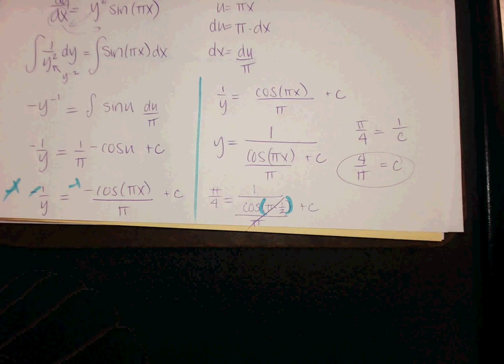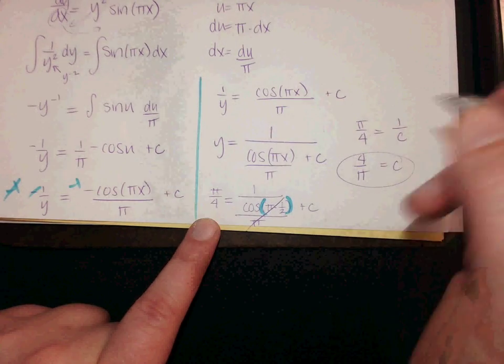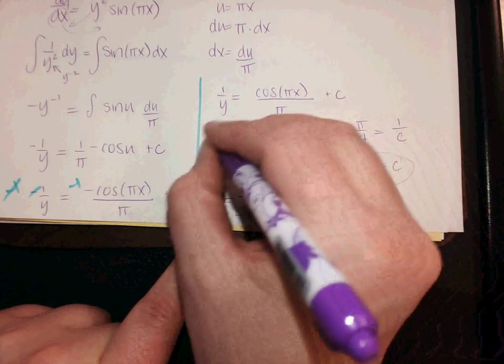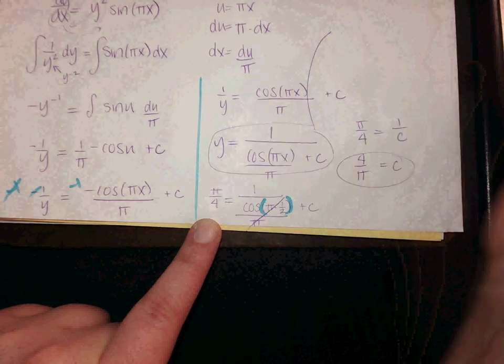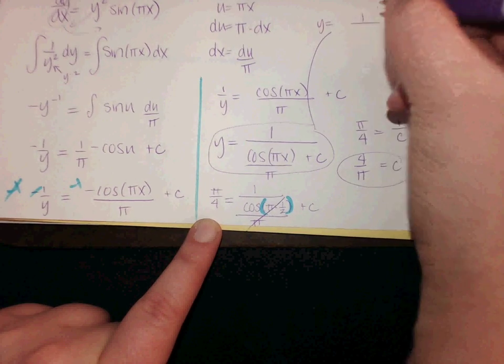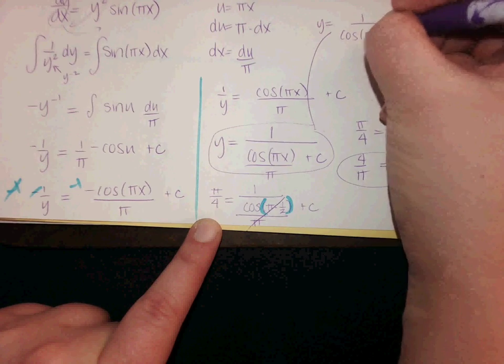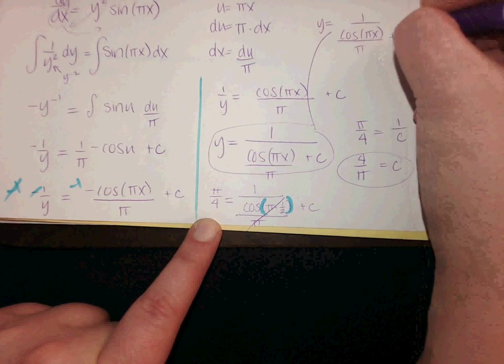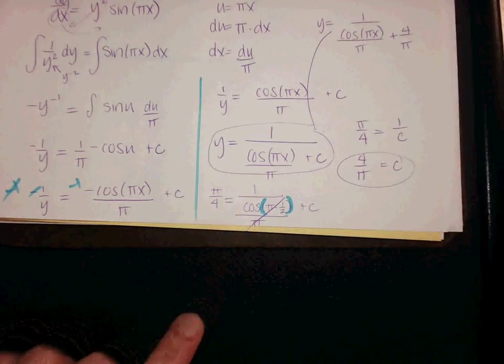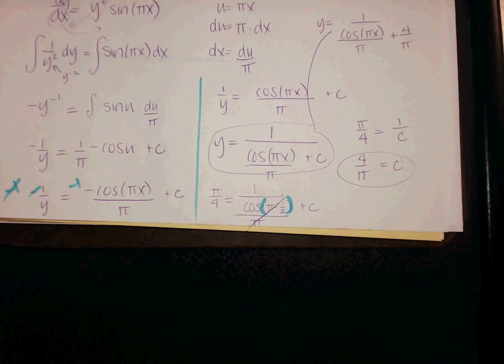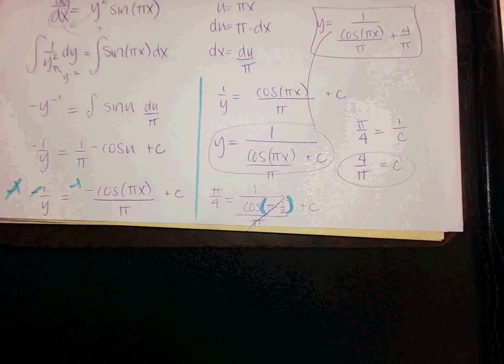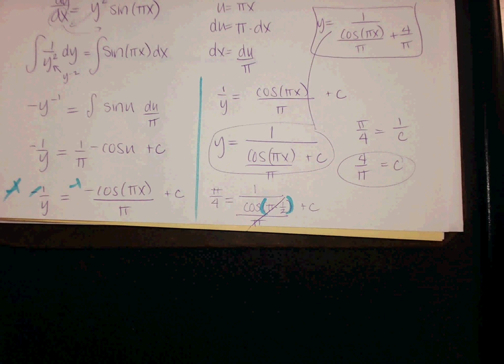So I'm going to rewrite up here. Let's see, this was our general solution. So our particular solution would be y equals 1 over cosine pi x over pi plus 4 over pi. And that would be your final answer. Okay, ugly, but you can do it.